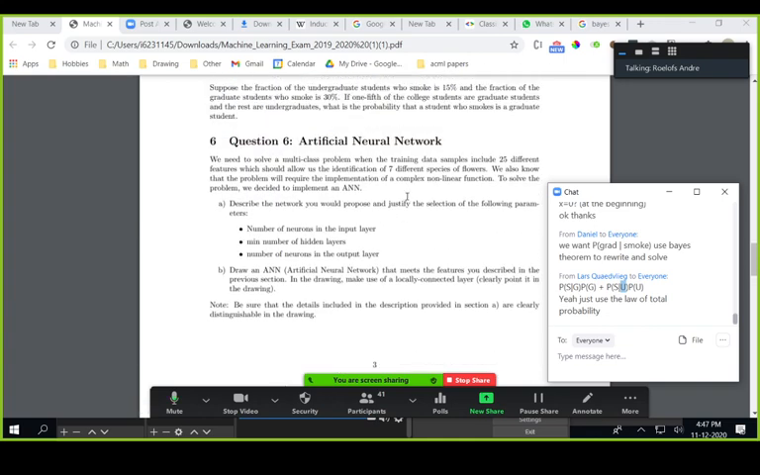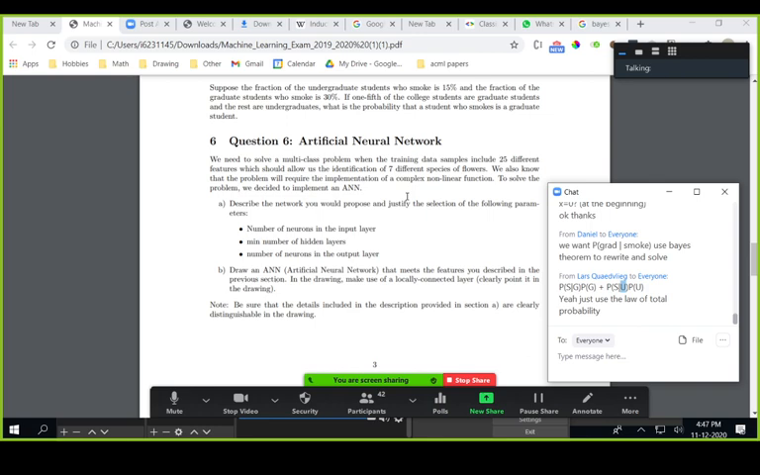So we need to solve a multi-class problem when the training data samples include 25 different features, which should allow us the identification of 7 different species of flowers. We also know that the problem will require the implementation of a complex nonlinear function. To solve the problem, we decided to implement an artificial neural network. And they ask us to describe the network. You would propose and justify the selection of the following parameters: number of neurons in the input layer, mean number of hidden nodes, and number of neurons in the output layer.